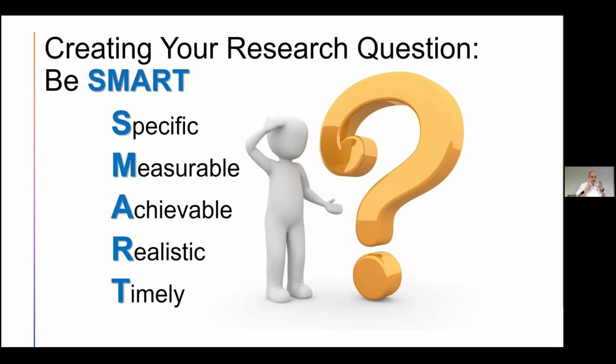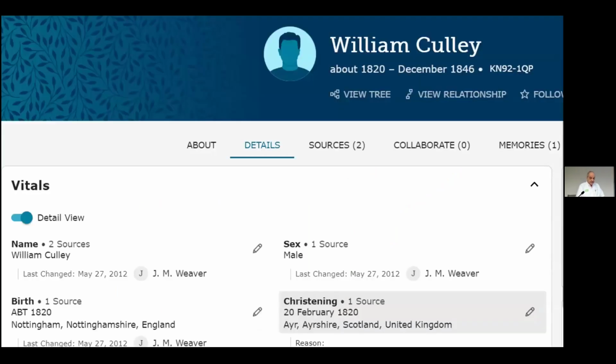So you make it a specific thing. We're going to talk about that in a minute. A very specific thing: I want to find the birth or christening record of so-and-so. Or I want to find where they migrated from when they left Georgia going to Wisconsin. And is it timely? Is it realistic? So I'll show you an example here. This is in my family.